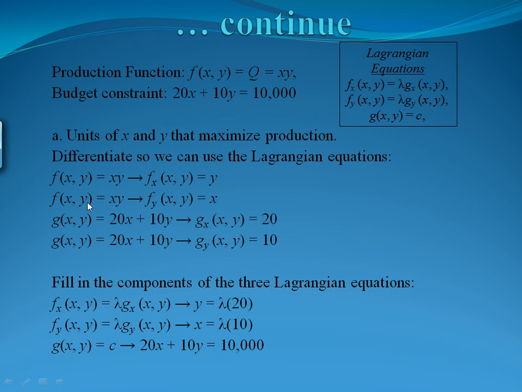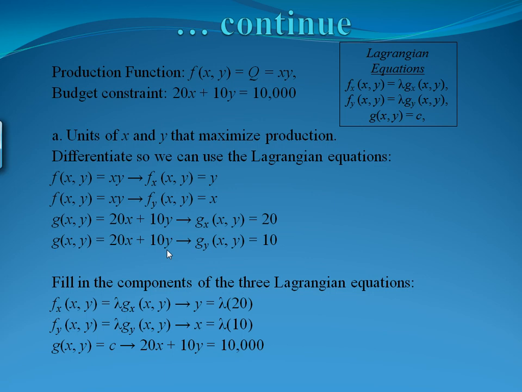Similarly, if we take the partial derivative with respect to y, that means y is our variable and x is our constant. Constant times y, the derivative is just that constant. So now, when we do the partials of g, the partial derivative of our constraint, g, with respect to x, the derivative of 20x is just 20. The derivative of 10y is 0, because that's just a constant. Partial derivative with respect to y of g, 20x, the derivative is 0, because that's a constant. The derivative of 10y is just 10.